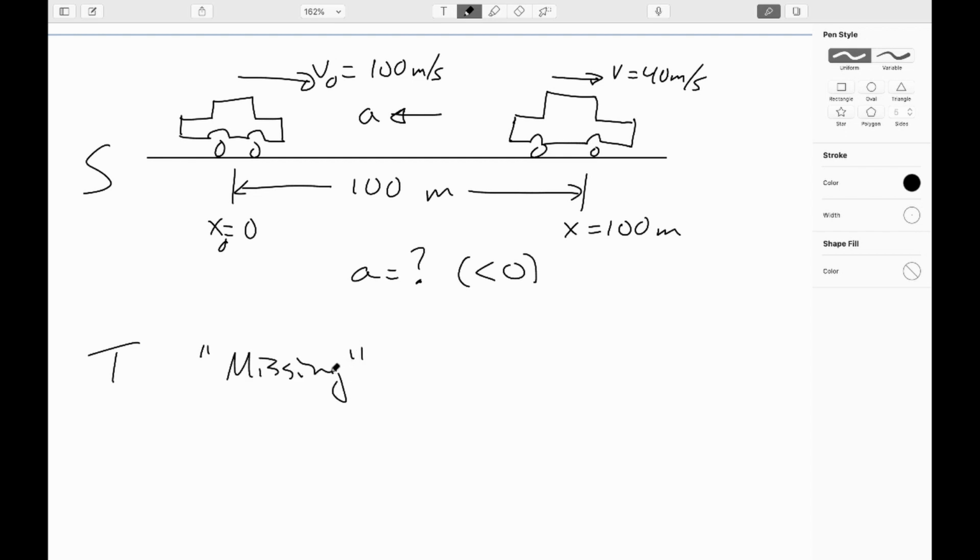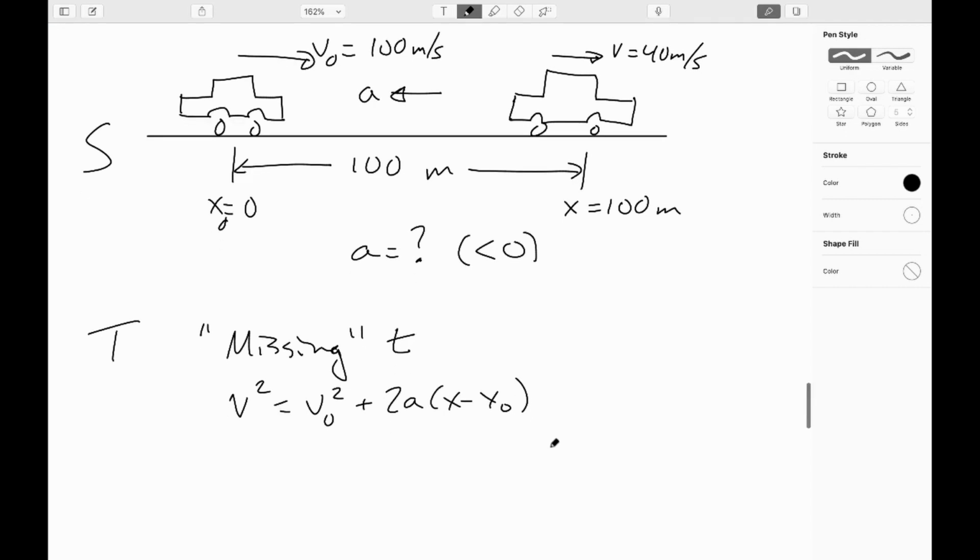So again, that's the one that's neither asked for nor given. A is asked for, so that's not missing. I've got V naught, V, X. Okay, I'm missing T. I'm neither asked for nor given the time. So the relation I want to use is V squared equals V naught squared plus 2A times X minus X naught. All right.